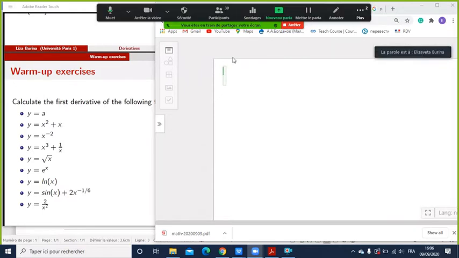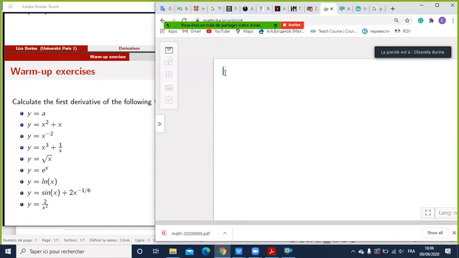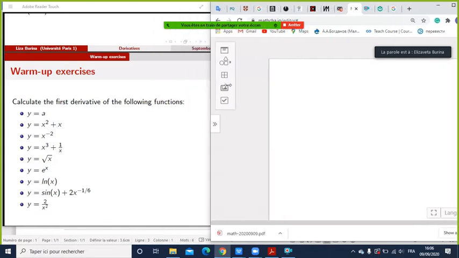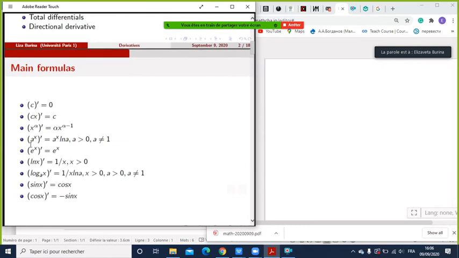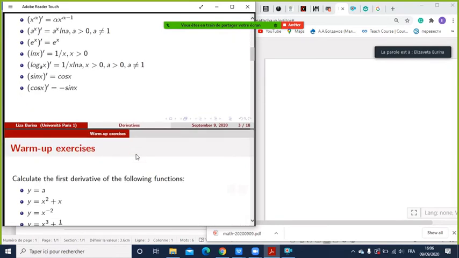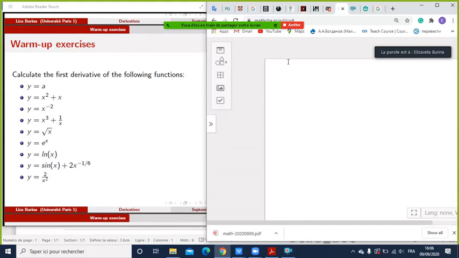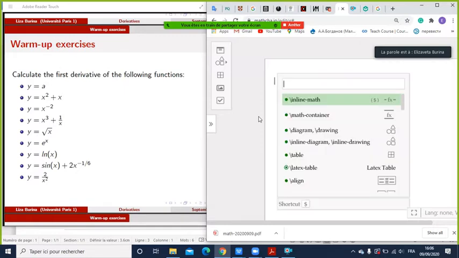Great. So for the warm-up exercises, I'm going to give you just 5 minutes. That's going to be enough to calculate the first derivative of the following functions. For now, you shouldn't worry very much what first derivative means. It just means calculate the derivative following these main formulas. So here are the exercises. Here I'm going to write the solutions. And here you go, you have your 5 minutes.